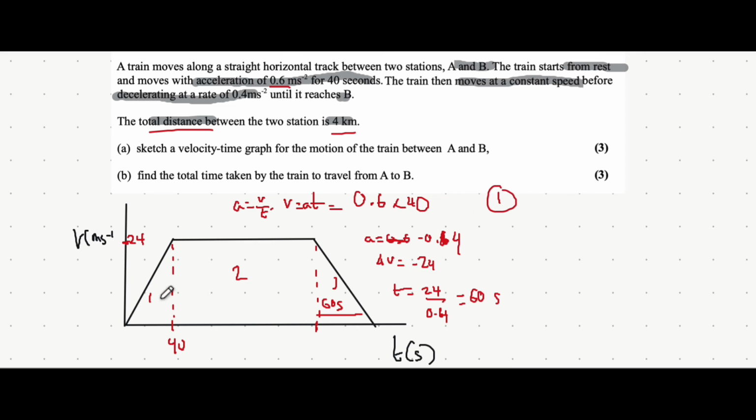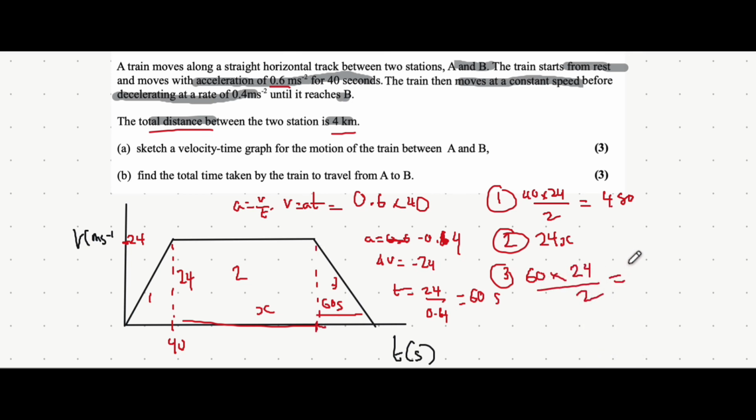To find the area of area 1, it's simple, it's just base times height divided by 2. 40 times 24 divided by 2. In a calculator, that will give you a value of 480. To find the area of section 2, well, we don't know how long it's traveling at constant speed for, so let's call that length x. We do know that it's gone from 0 to 24 meters per second, so the height of this rectangle is 24, so we call this area 24x. Now to find the area of section 3, which again is a triangle, we just do the base, which we now know is 60 seconds long, multiplied by the height, which is the maximum velocity that it reaches, 24. We divide that by 2 and that will give you a value of 720.